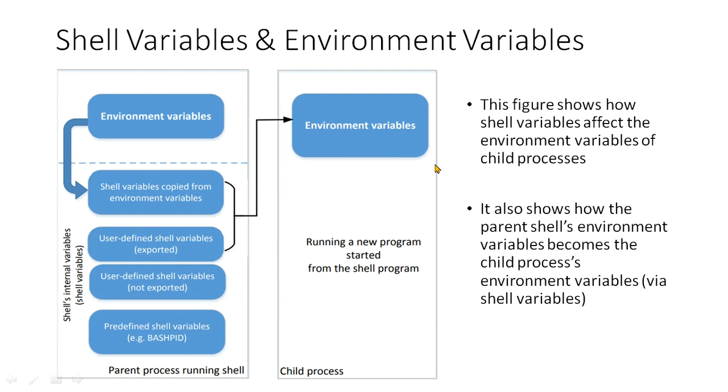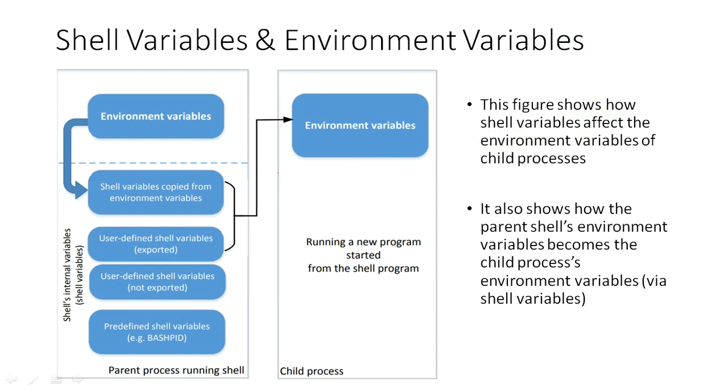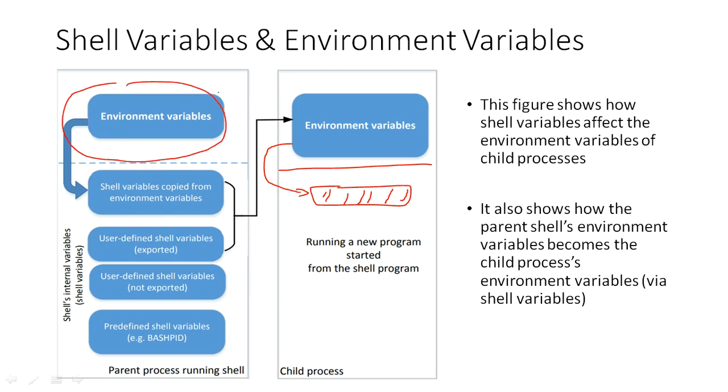Okay, so actually it should be like this. When the child process runs, this set of environment variables will be copied into the shell variables of the child process here. So whatever the child process can change is only the set of shell variables, not the environment variables. Okay, so that is how environment variables are passed from the parent process to the child process.